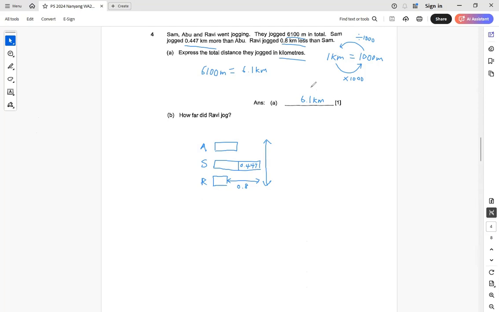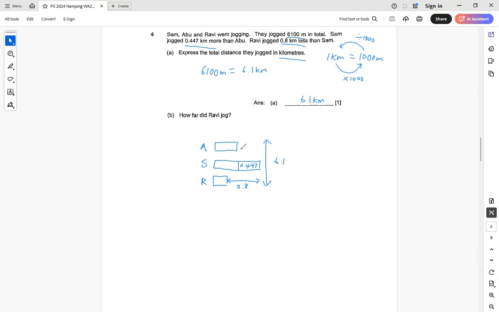The total, please use the same units. These two are already in km, so I'll use the 6.1 instead. Okay, don't put the 6,100. Okay, so if this is 6.1 now, they are all in km. So for model drawing, we always have to see how we are going to find equal units. If I take away this 0.447, I will not get equal units because this one is smaller. This 0.8 is not even there, so it's not even extra.